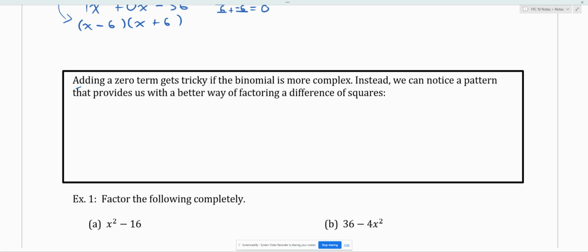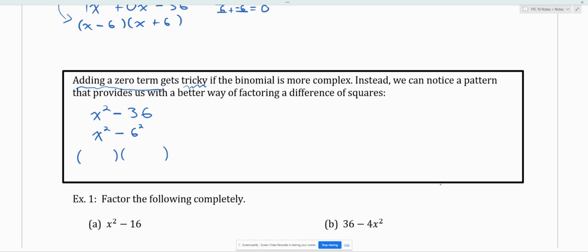So what I'm saying here is adding this zero term can get a little bit tricky, especially if the binomial is a little bit more complex. This was an easy example. So instead, we can just notice a basic pattern. So what is our pattern? Well, we can write it as, again, x squared minus 36, using the same example. But I could rewrite it slightly as x squared minus 6 squared. Now I can see, oh, that's a square, that's a square, and my answer is always going to look like the following.